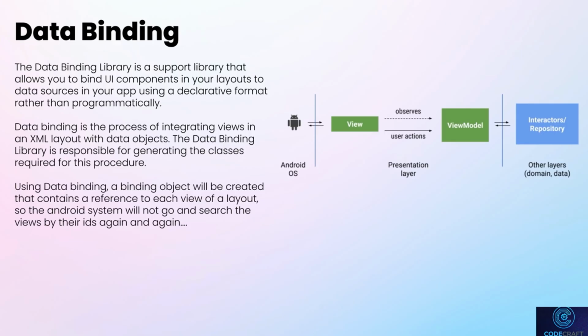Using data binding, a binding object will be created that contains a reference to each view of a layout. So the Android system will not go and search for the views by their IDs again and again. It will go to this data binding object and get the reference to each view of the layout.